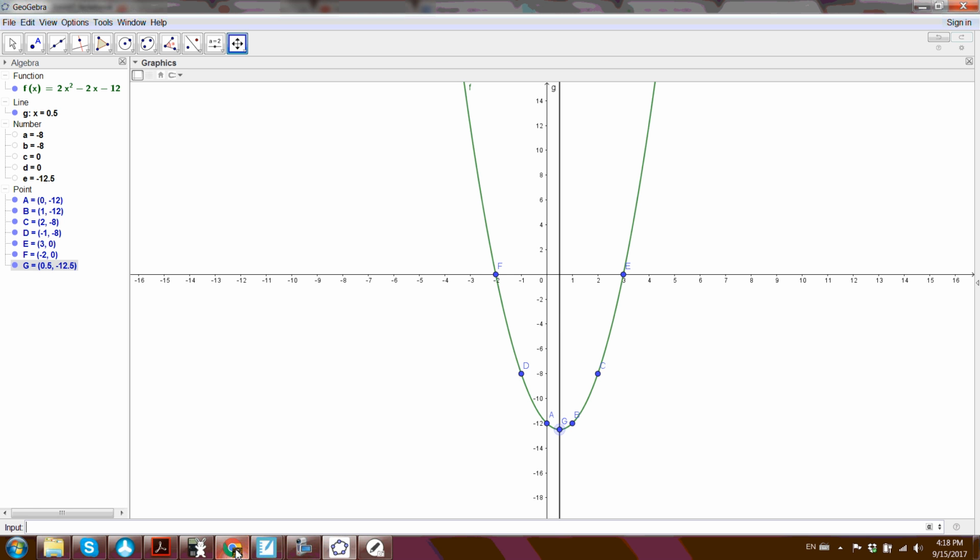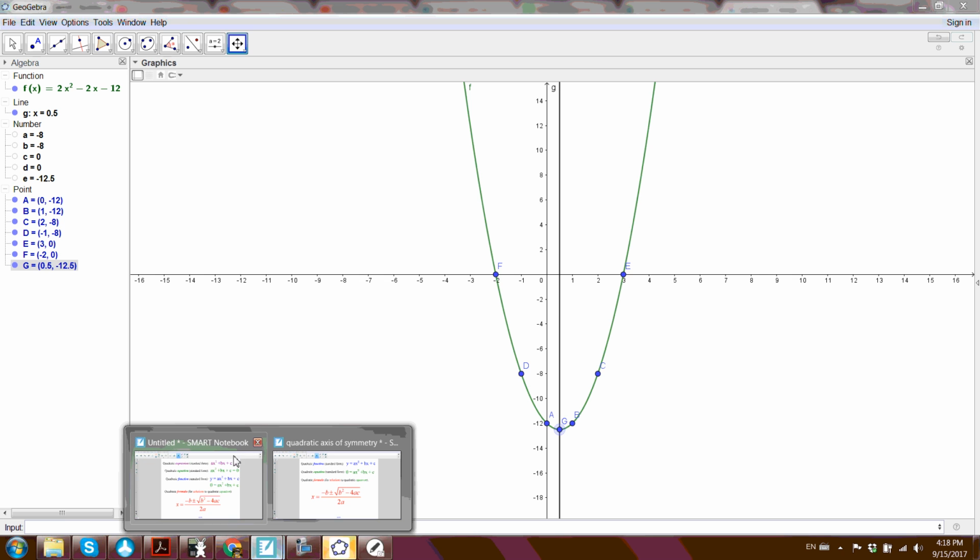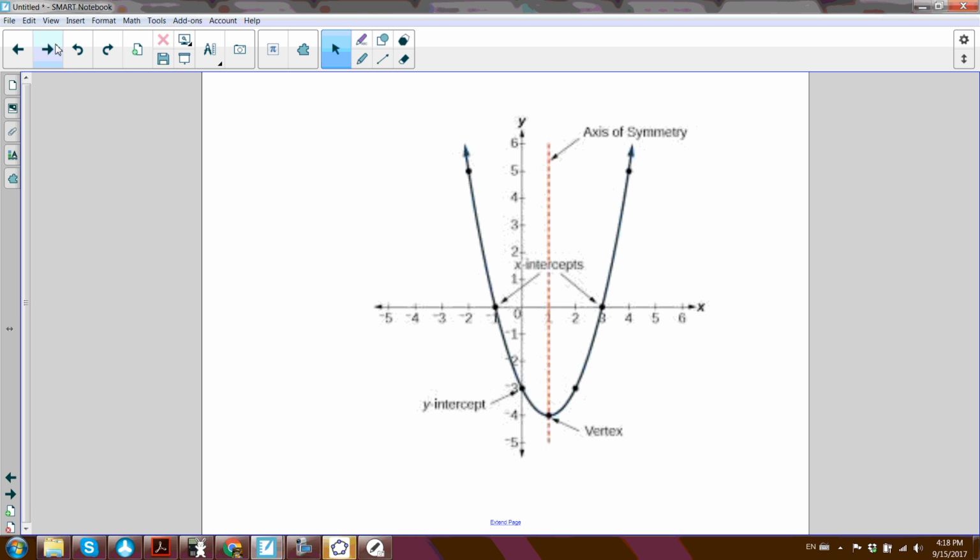So here is a look at that vocabulary. Not every parabola will have x-intercepts. It could be all the way above the x-axis. But a parabola can have x-intercepts. It will always have a y-intercept. It will always have a vertex, and it will always have an axis of symmetry. So those are the important parts of the graph of a quadratic function. Those are the things you need to be focused on and be aware of and looking for when graphing quadratic functions.